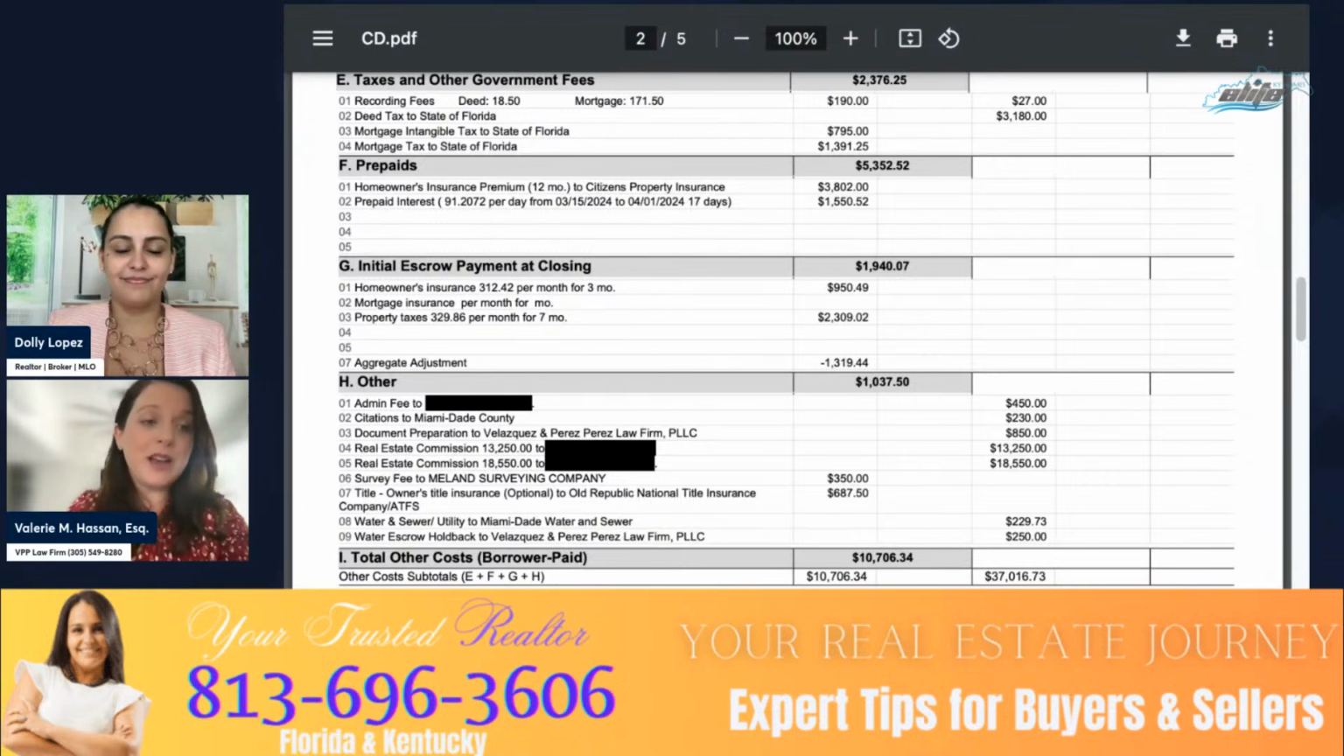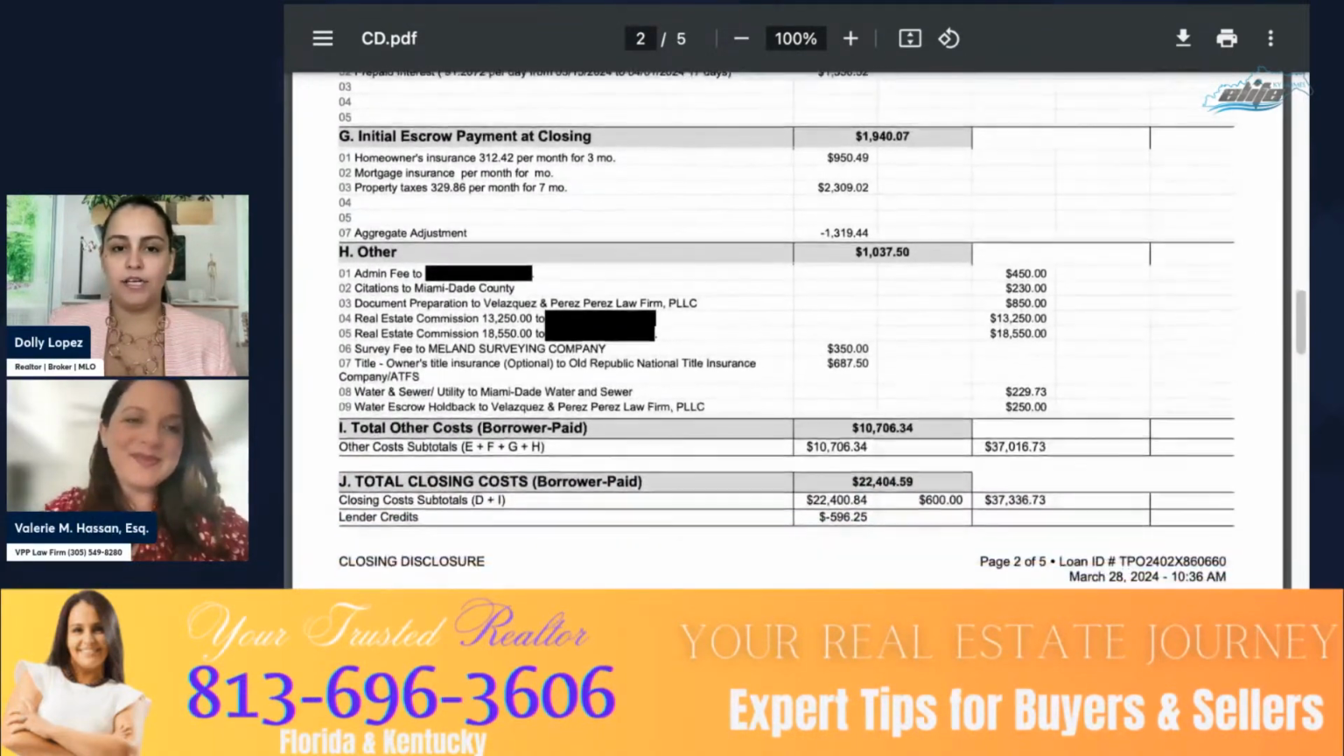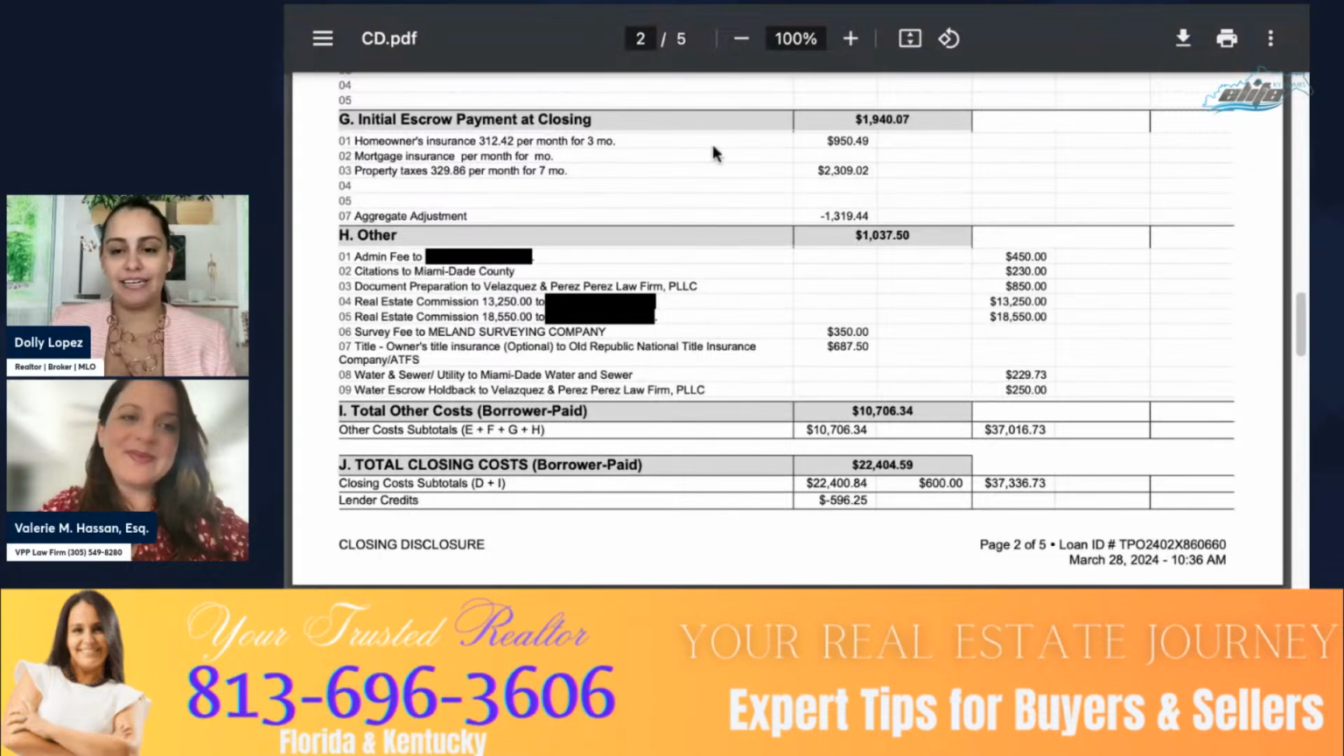So because we close March 15th, we need to make sure that we collect for those few days in March that are still remaining. And that's what the prepaid interest is related to, as you see the cost there when it says prepaids. Perfect. Okay. Let's move on into the initial escrow payments at closing.